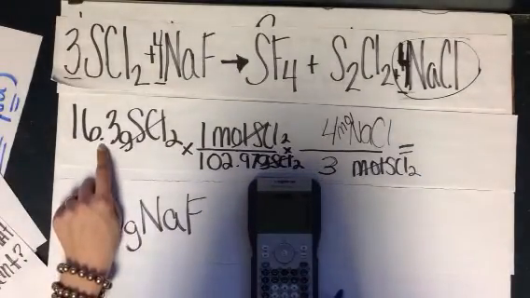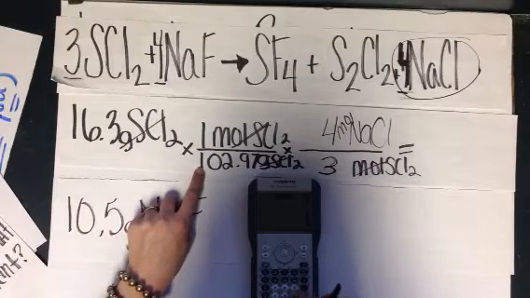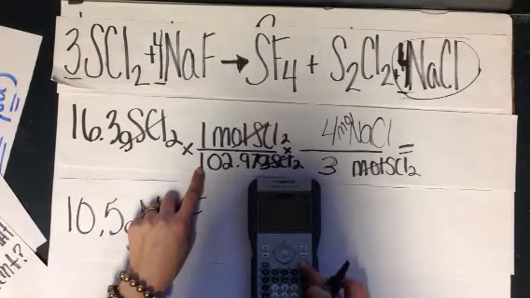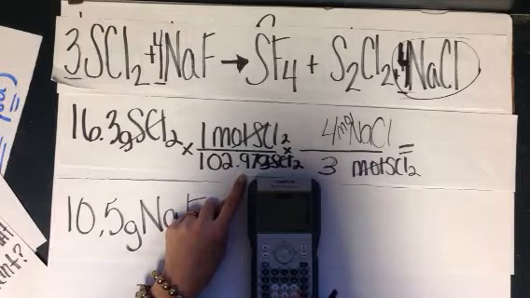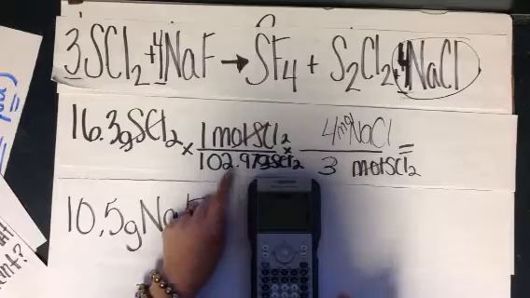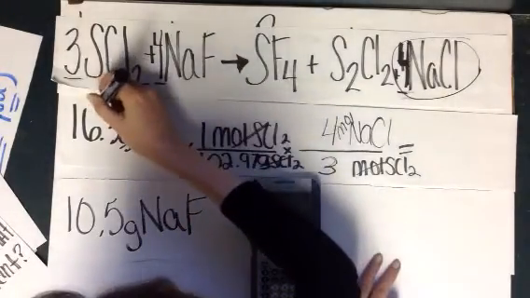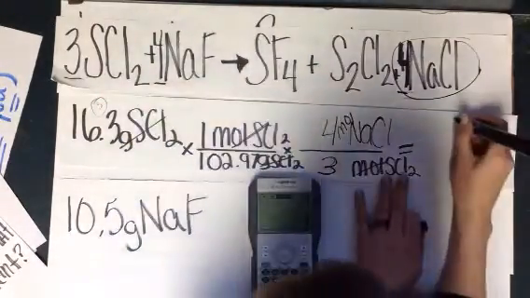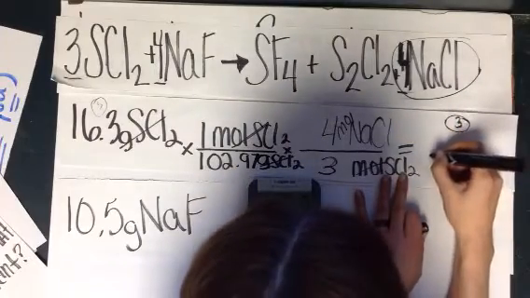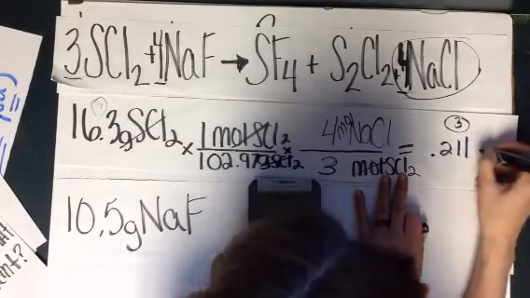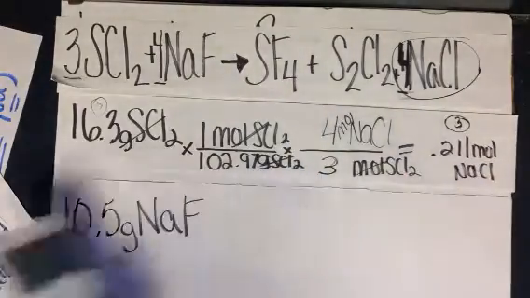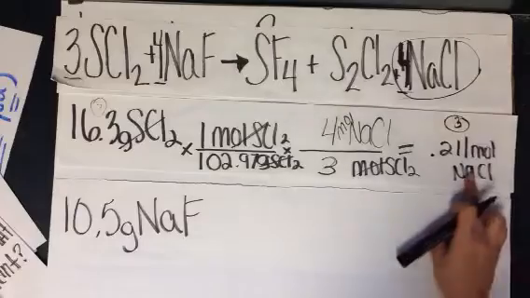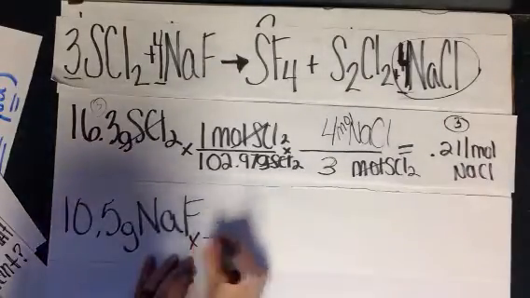And let's do 16.3 divided by 102.97 times 4 divided by 3. And I have 3 sig figs here, so my answer needs 3 sig figs, and I get 0.211 moles of NaCl. Okay, so that many grams of the reactant makes this much product. Now let me do my next one.